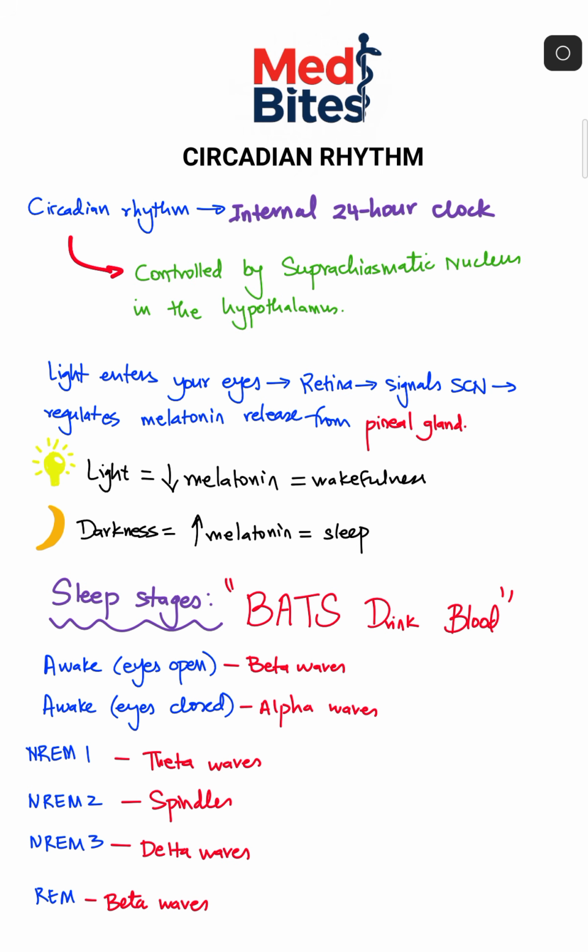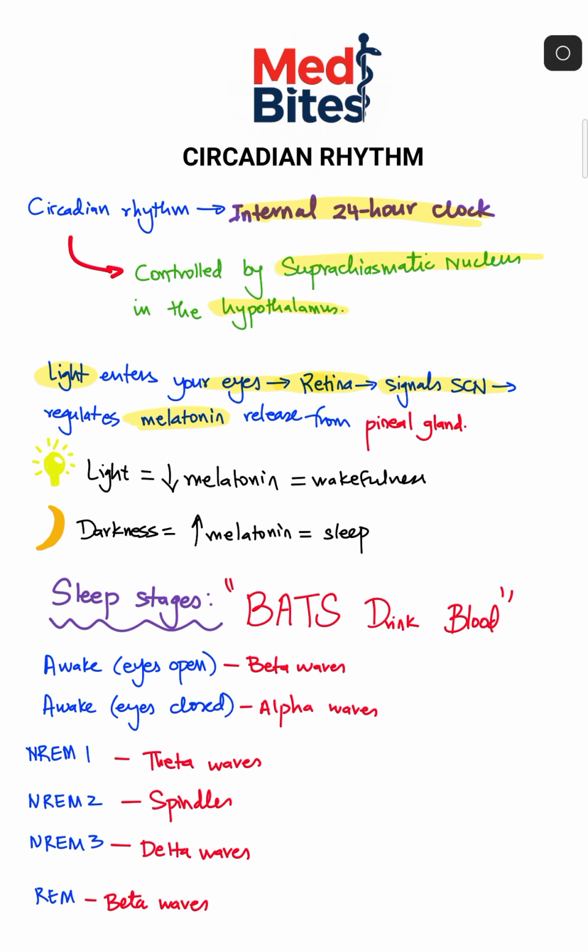Now, the core concept behind the circadian rhythm is that it is your body's internal 24-hour clock. It's controlled by the suprachiasmatic nucleus in the hypothalamus. The idea is that when light enters your eyes, it's received by the retina and it signals the suprachiasmatic nucleus to release melatonin.